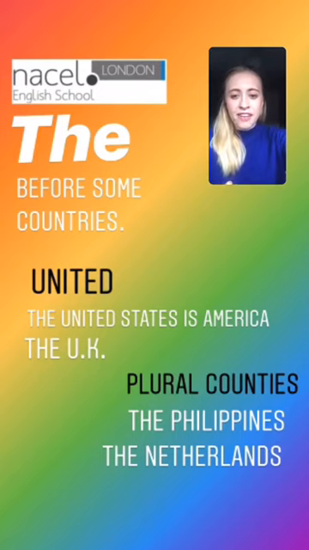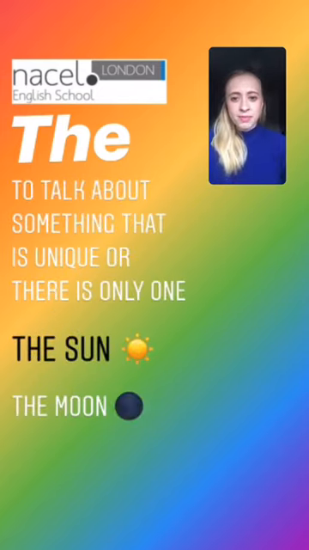Okay, and the final rule is to talk about something that is unique or there is only one of. Examples here are the sun and the moon. Okay, everybody knows them. There is only one of them. If you have any questions, let me know. So we've now looked at why we use a, an, and the articles.